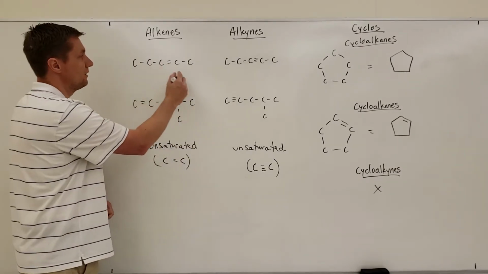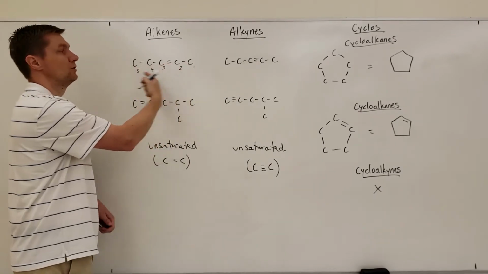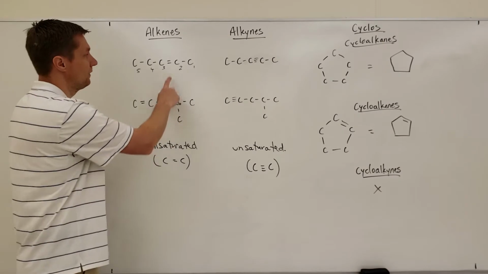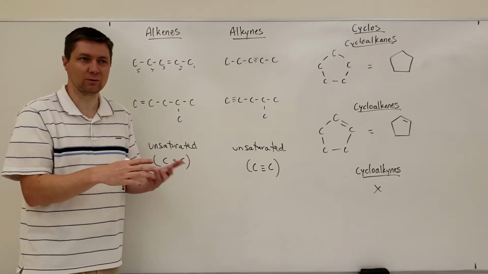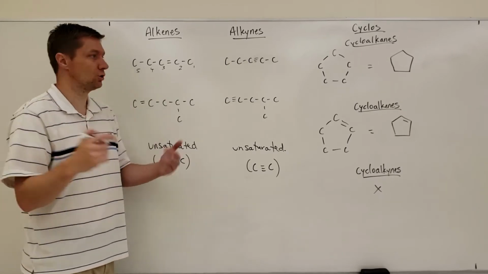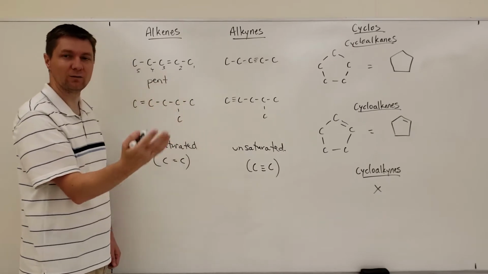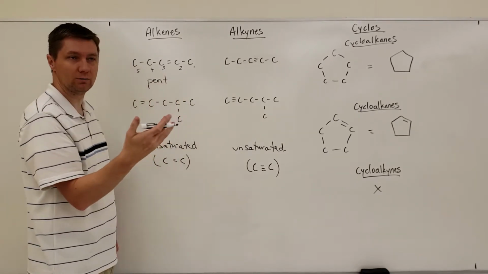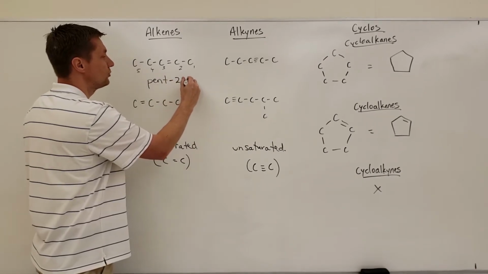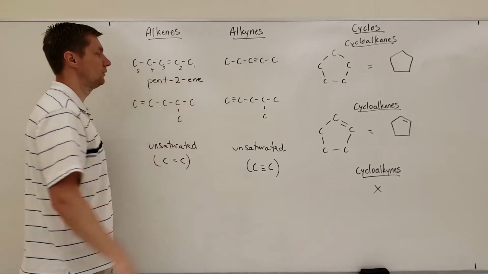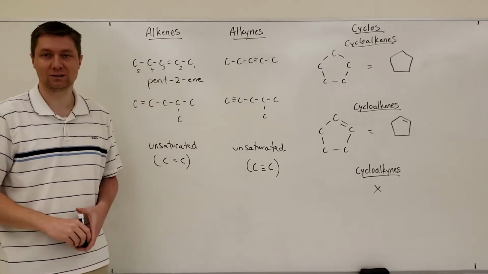So for this one right here, I'm going to number this one backwards, so to speak. 1, 2, 3, 4, 5. And this double bond is touching carbon 2. It's also touching carbon 3, but 2 is a lower number, so we call this pent for the 5 carbon parent chain. And then we put a dash with a 2 in the middle to call it 2-ene. So pent-2-ene is the name of this compound.